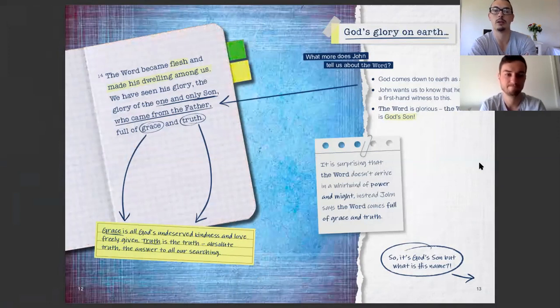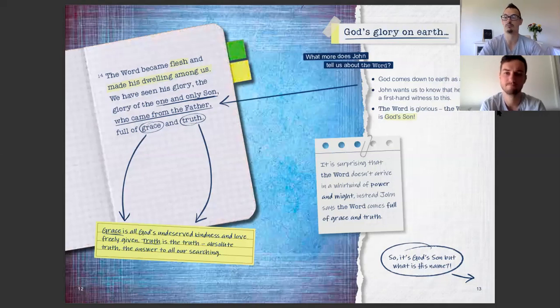You see there the little yellow note explaining what grace is. Grace is all God's undeserved kindness and love freely given. And truth is the truth, absolute truth, the answer to all our searching. What here does John tell us about the word? What more does he give to us? He tells us that God comes down to earth as a man. John, the author, wants us to know that he was a first-hand witness to this, an eyewitness. And the word is glorious, for the word is God's son.